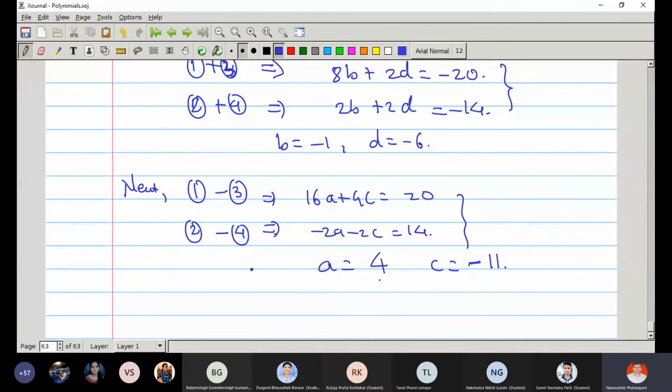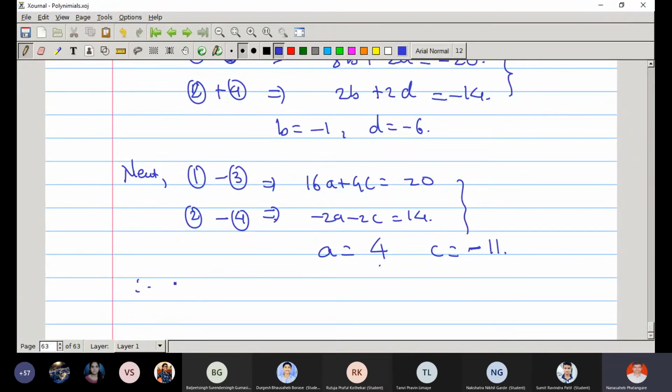Therefore, what is our polynomial? Therefore, f of x is equal to ax cube plus bx square plus cx plus d, which is 4x cube minus x square minus 11x minus 6. This is the polynomial satisfied.